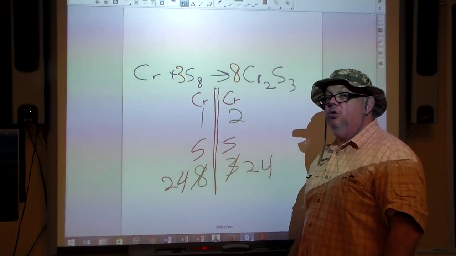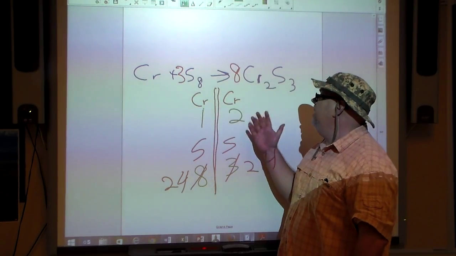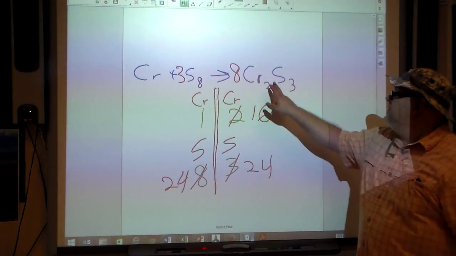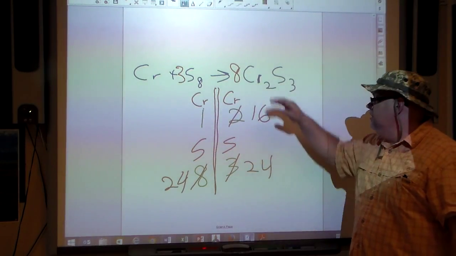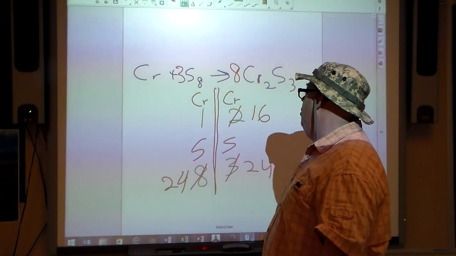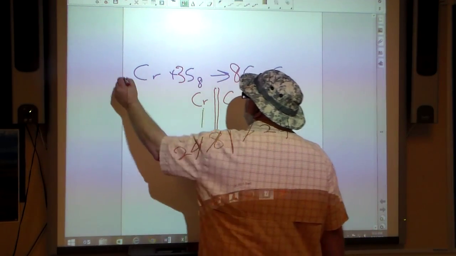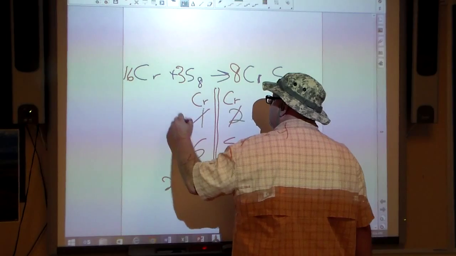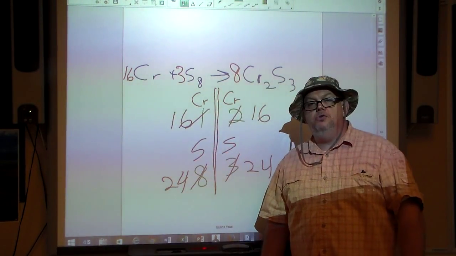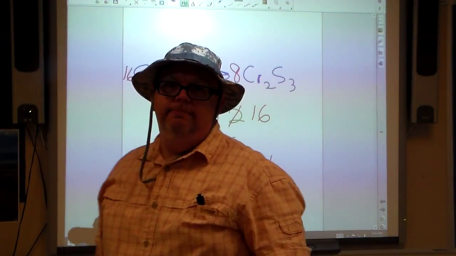My chromium is not. How many chromium do I now have on this side? Because I have to multiply through, it's now 16, because 2 times 8 is 16. Our sulfurs are good. We don't have to mess around with them anymore. So let's look at the chromium. I need 16, so I would put 16 here. I've got 16 chromiums on each side, 24 sulfurs on each side. Okay, we solved it.